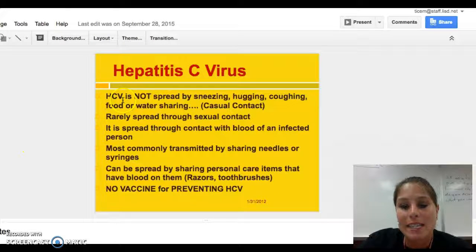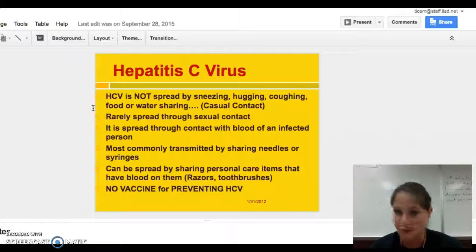Hepatitis C is not spread by sneezing or hugging or coughing or sharing food. That's what we call casual contact. It is rarely spread through sexual contact, but it can be. Just like hepatitis B, though, limiting unprotected sex and sharing food or drink is going to be the best way to keep this from happening.